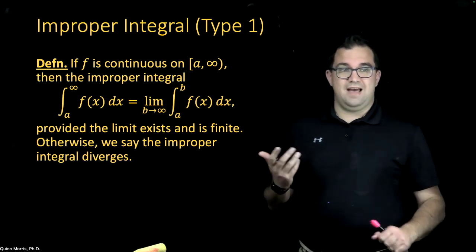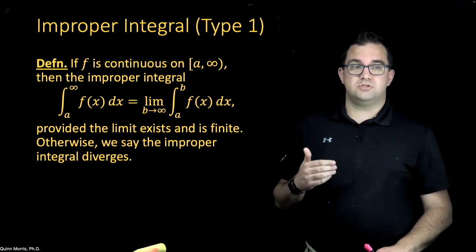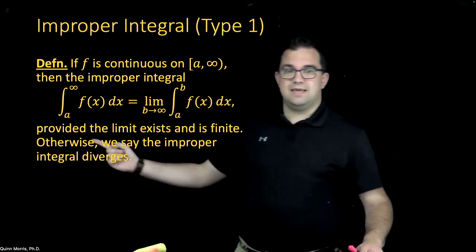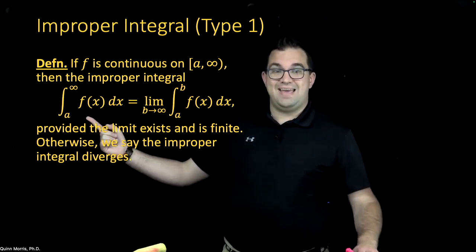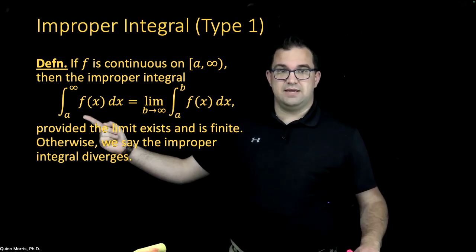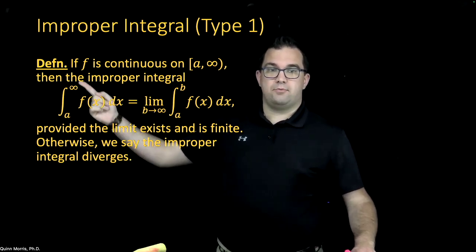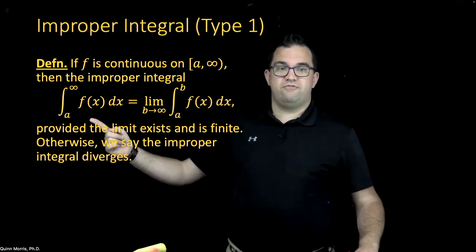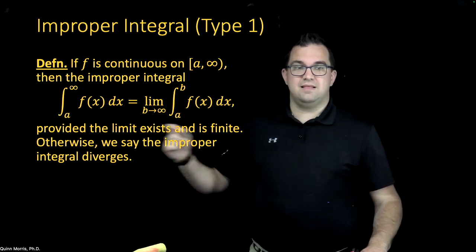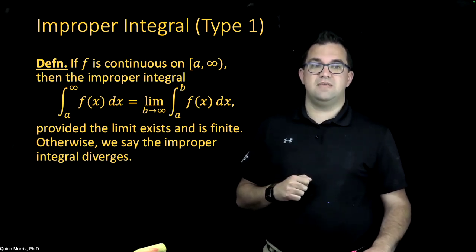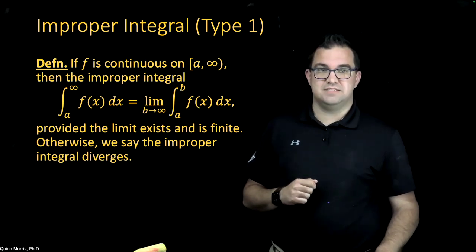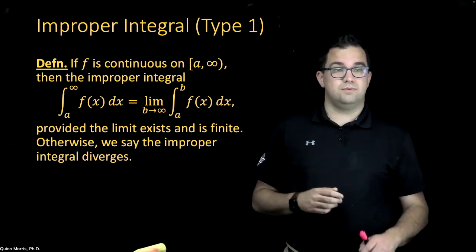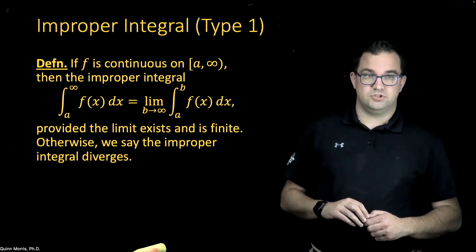So if your function f is continuous on a closed interval from some value a up to infinity, then we can talk about the improper integral, which is the integral from a to infinity of f of x dx. So again, this is type 1 because it's improper because of this infinite limit of integration here. So we will define the value of this integral to be the limit as b goes to infinity of the integral from a to b of f of x dx, provided that the limit exists and is finite. Otherwise, we would say that this improper integral diverges.